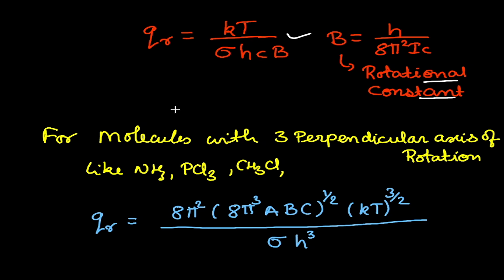Now for polyatomic molecules, similar expressions could be obtained, and for molecules having 3 perpendicular rotational axes, like ammonia, PCl3 or CH3Cl, the expression is given as QR is equal to 8 pi cube ABC raised to 1 by 2 kT raised to 3 by 2 upon sigma h cube, where A, B and C are the moments of inertia along the 3 perpendicular axes, and other terms are known. So for molecules like ammonia, PCl3 and CH3Cl, this expression could be used.